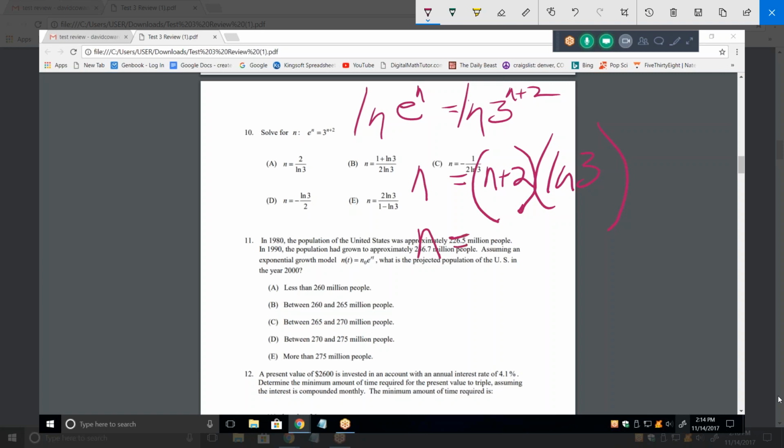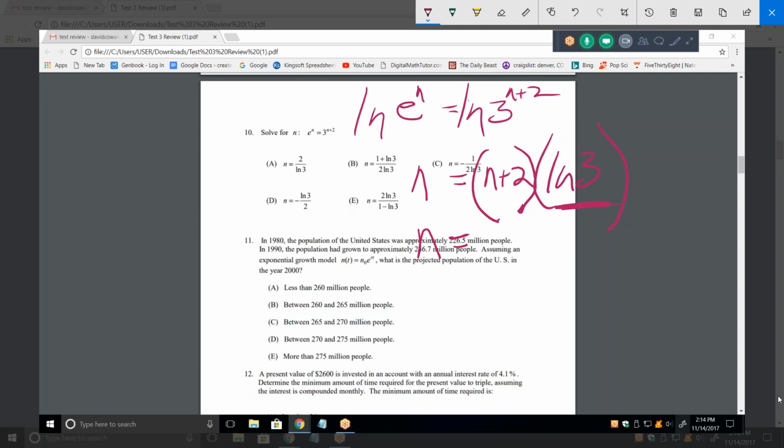Divide by ln of 3. I'm trying to solve for n. Divide by n plus 2. That's all I'm going to get on the left side, n divided by n plus 2. That's not going to solve for n either. How about distributing? Remember what that is.